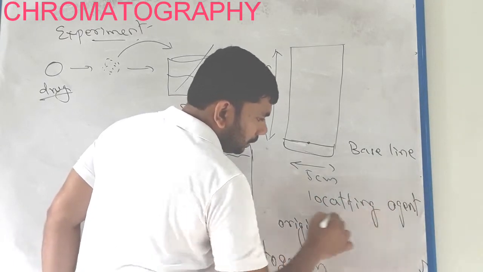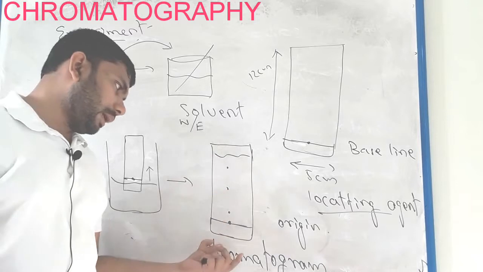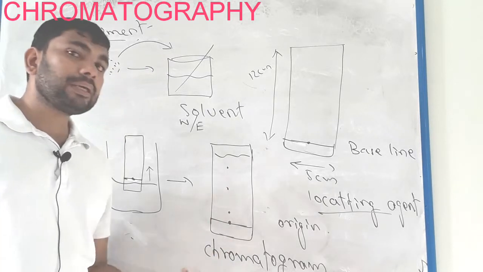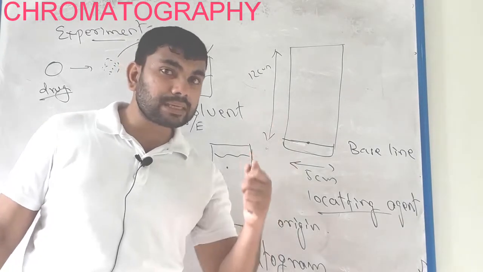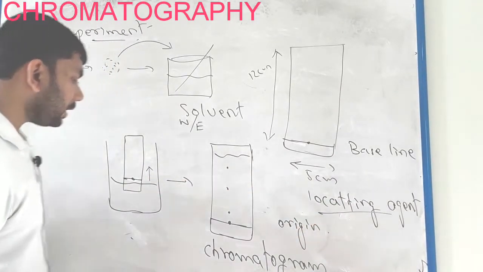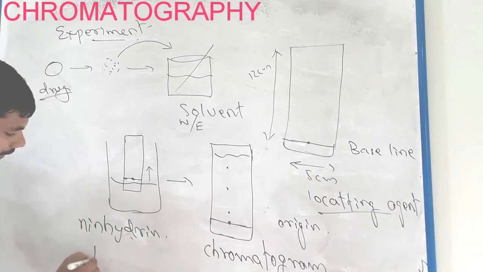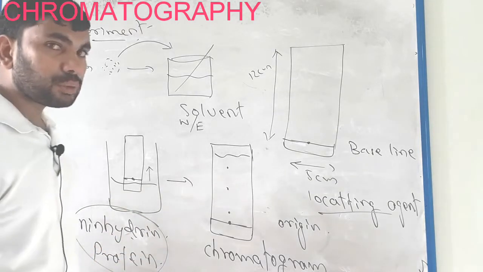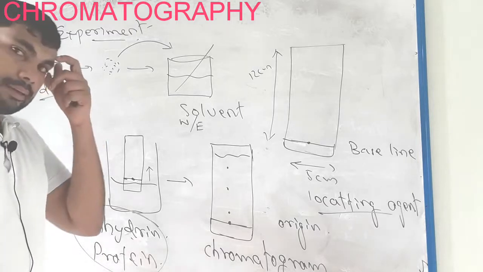Next term you have to remember here, locating agent. Locating agent means the chemical which is sprayed on the chromatogram to make the spots visible. These spots are not visible in all cases. In some cases the spots are not visible. To make the spots visible, we have to spray some chemicals. Such chemicals are called locating agents. An example of a locating agent is ninhydrin. Ninhydrin is a locating agent in the analysis of protein. In the analysis of protein, the spots are not visible. To make the spots visible, we add a locating agent called ninhydrin. Clear?